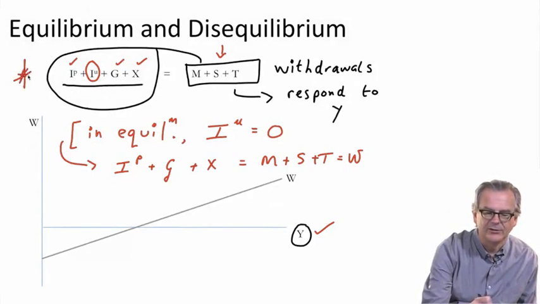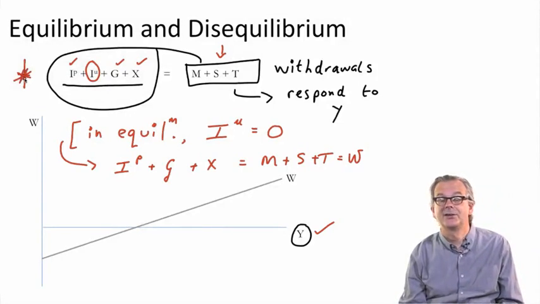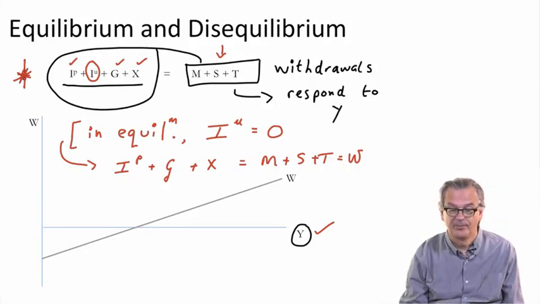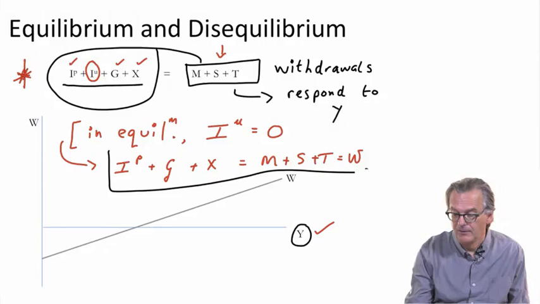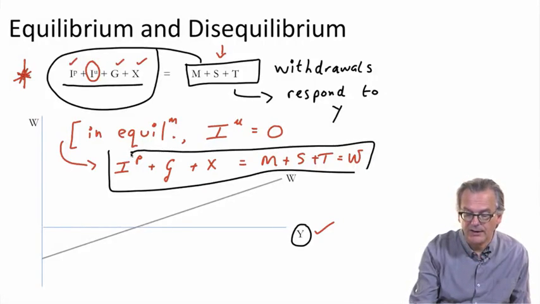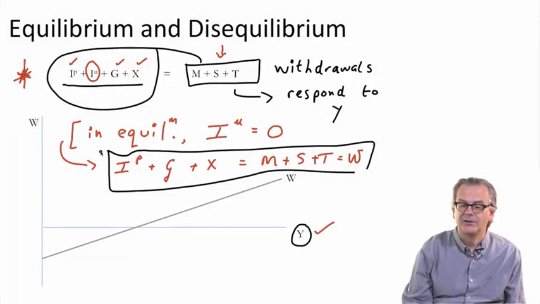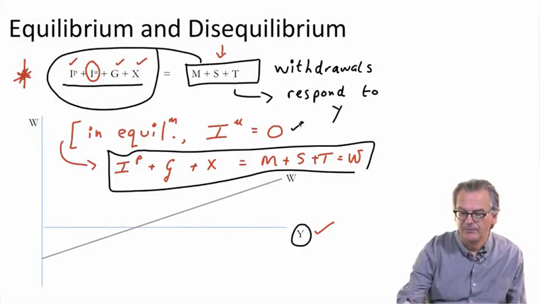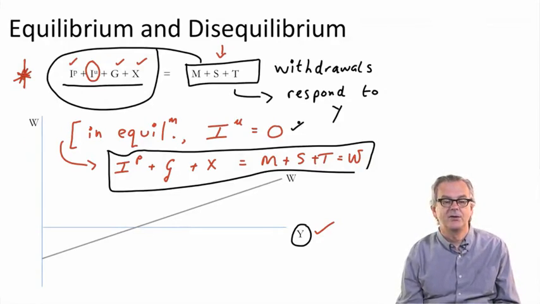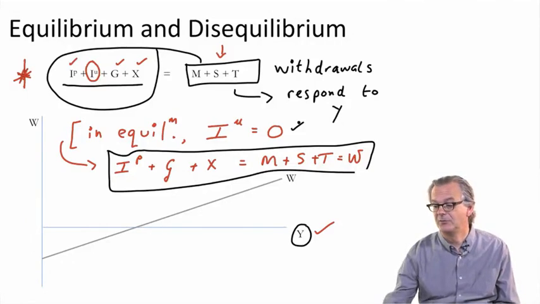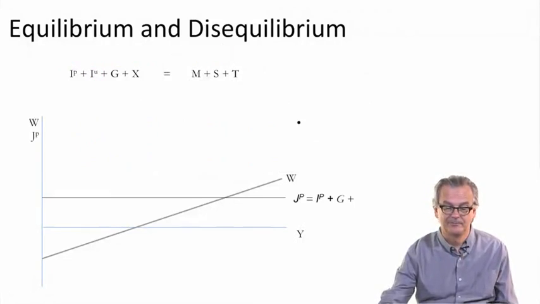This expression is true always, and that's just because of the way we have constructed our gross domestic product. This expression, however, is true only in equilibrium because it is only in equilibrium that there are no unplanned changes to investment. What I'm doing here is providing you with an alternate way of thinking about equilibrium. It was perfectly consistent with what we've been looking at previously.